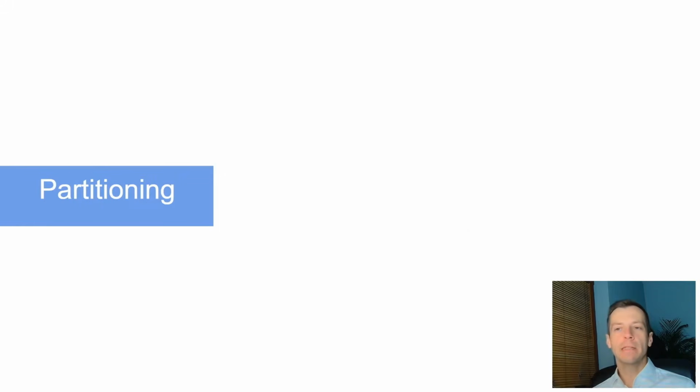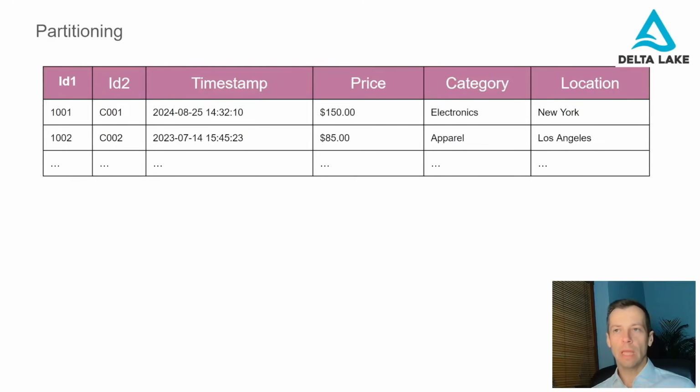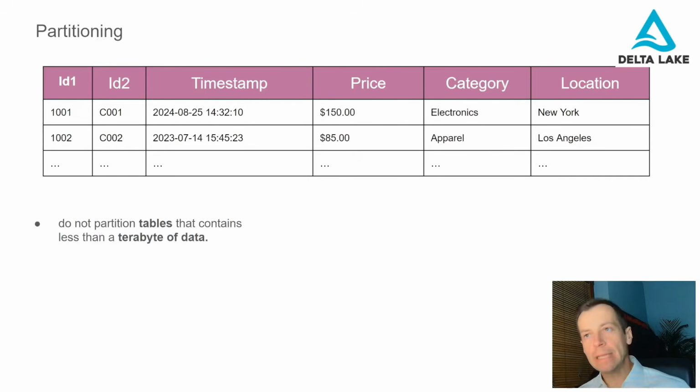Partitioning. In the documentation, they are referring to it sometimes as Hive style partitioning. So let's take the following table. Those are some transactions. We have a column with ID 1, 2, and then we get a timestamp, price, category, and location. So before deciding to partition our table, we need to ask ourselves a couple of questions. Well, the first one is if the table is big enough.